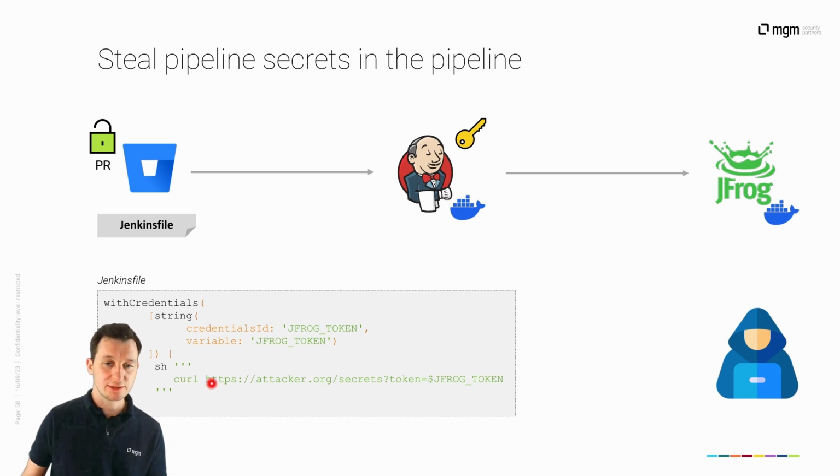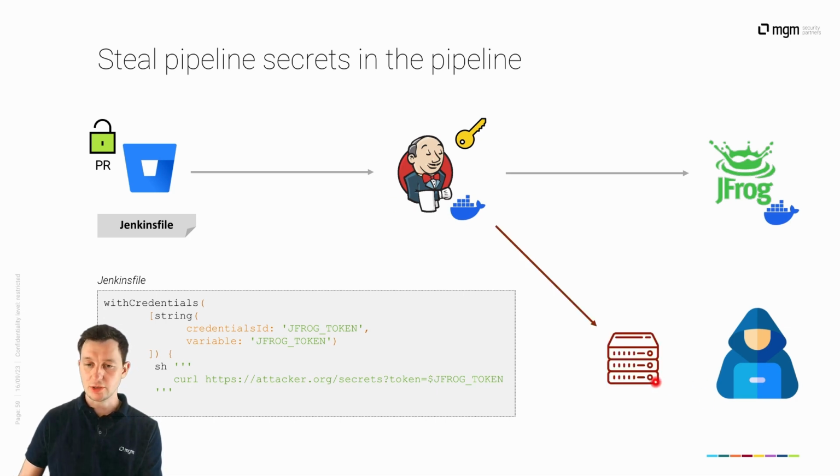In the best case, then this pull request is running in the Jenkins server, and we have the credential for the JFrog token, and then we have access to, or write access to, the JFrog Docker repository, and can just overwrite the image that we just created here.